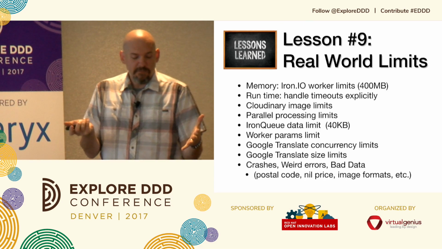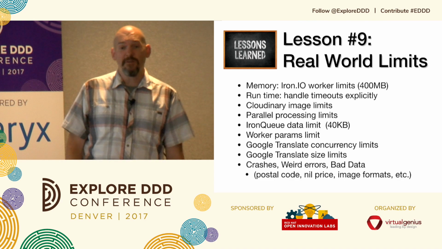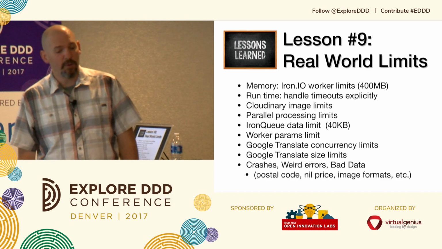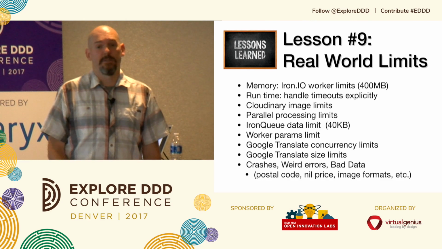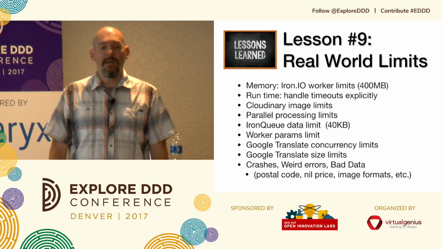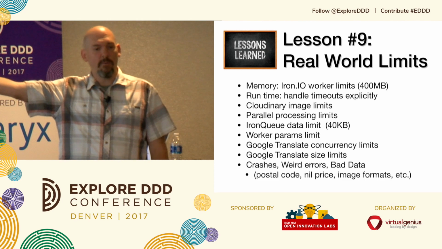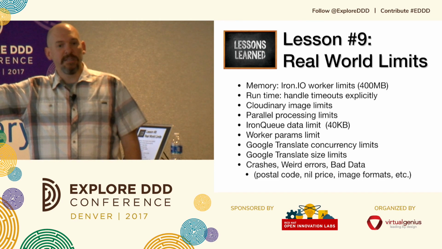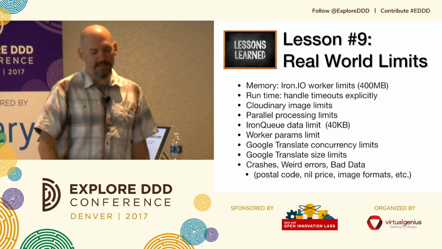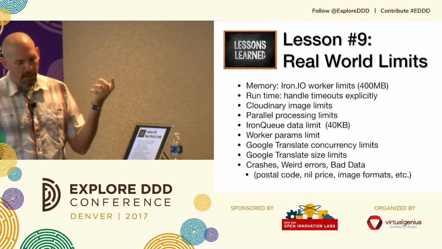I talked about some of these before, so I'll run through them pretty quickly, but we ran into limits, and you have to pivot, you have to adjust. We hit memory limits. We hit timeouts. We discovered one of the HTTP libraries that I was using didn't have a timeout by default. Well, if we hit an agency website that is poorly built and it just sits there, eventually the Iron Worker is going to time out. So we had to handle that. Cloudinary had image limits.